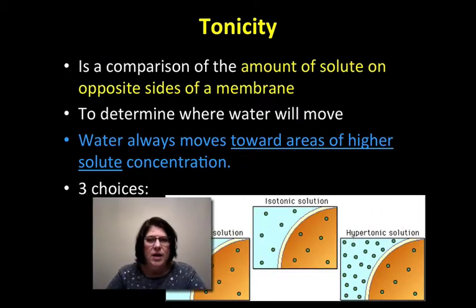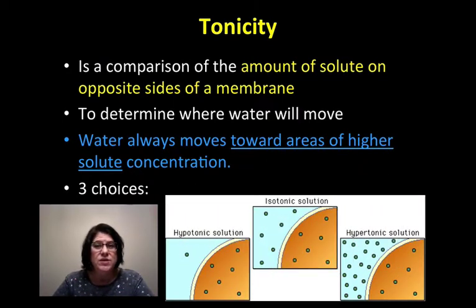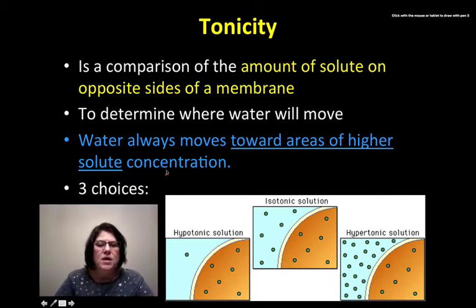Tonicity is a comparison of the amount of solute that is on opposite sides of the membrane. These are comparison words. So if you're talking about one side, it's compared to the other side. There's always a comparison that you're going to look at. And this is going to tell us where water is going to move, into or out of cells. A reminder, water always moves toward areas of higher solute concentration. So where there is more solute, more dissolved materials, that's where the water is going to be headed.